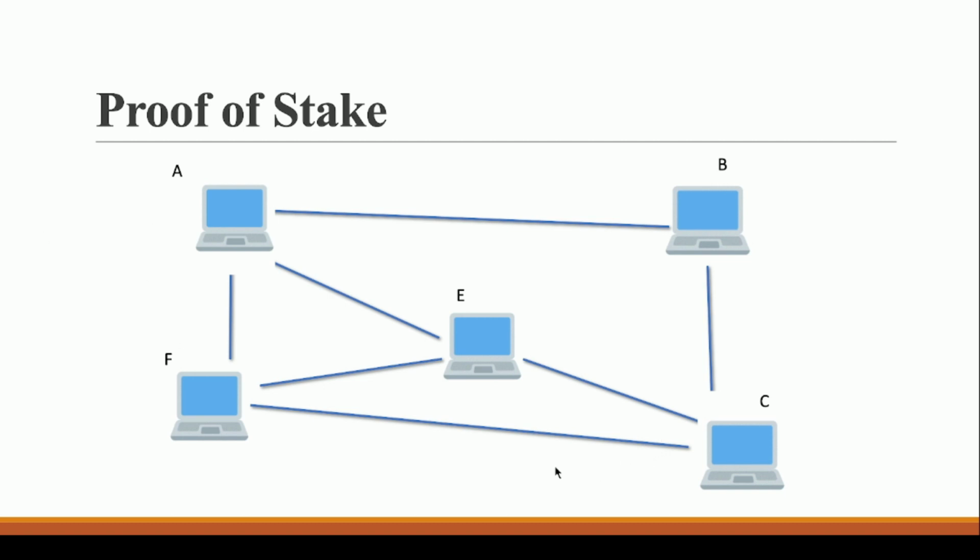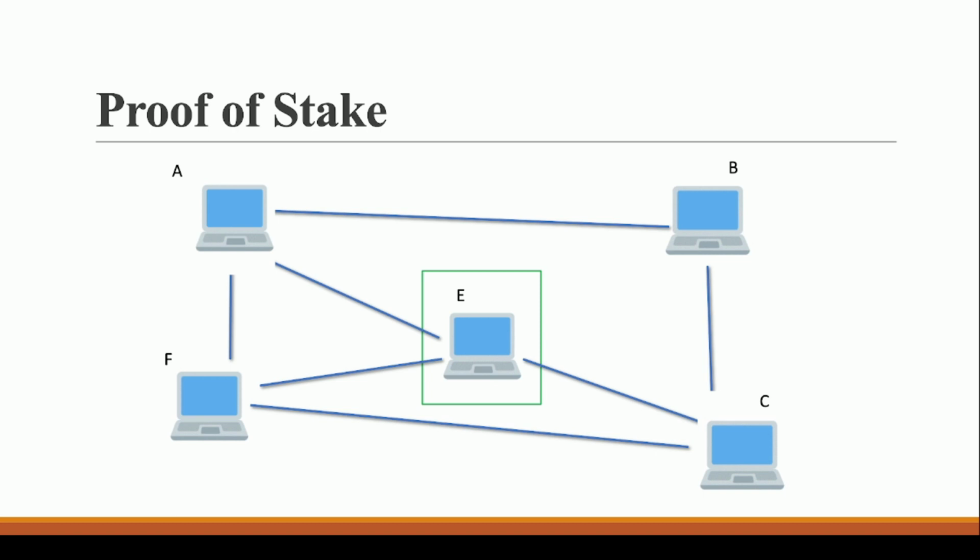Let's say all these people have staked some amount of ether, then only one of these people will be selected randomly. So it is a totally random process. If A has staked some amount of ether, chances are there that A will be selected, or chances are there that E can be selected. This selection process is totally random.